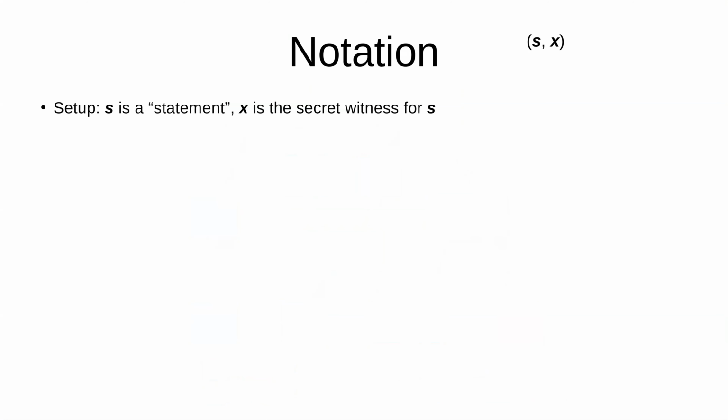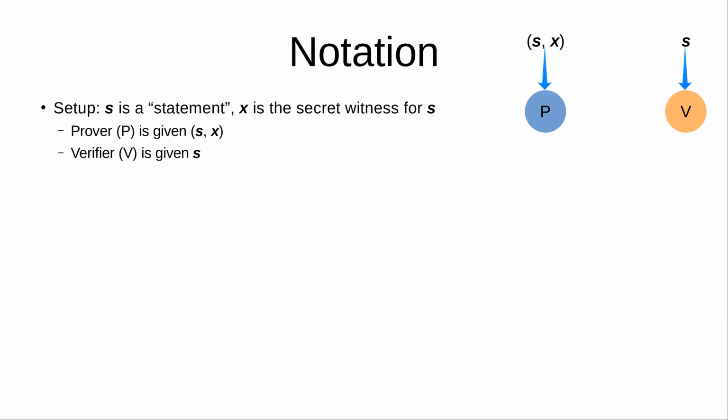It uses the concept of NP statements, which I'll not get into detail here. There is a statement and it has a witness that it is a member of a set. So S is the statement, and X is the secret witness for S. The prover P is given S and X together, the secret along with the statement, and the verifier is only given the statement. And the Sigma proof of knowledge is a proof of knowledge of X such that S of X is true, where S is our statement.